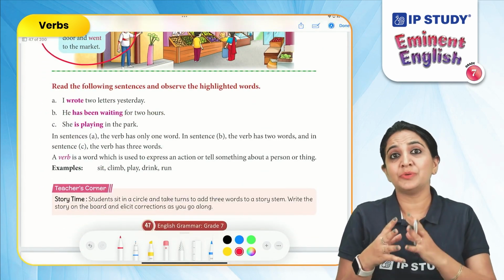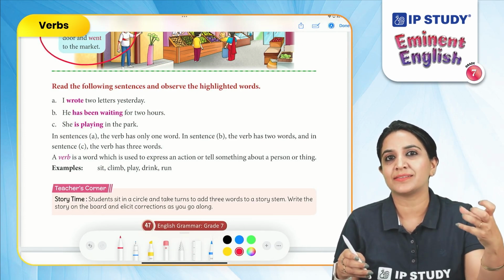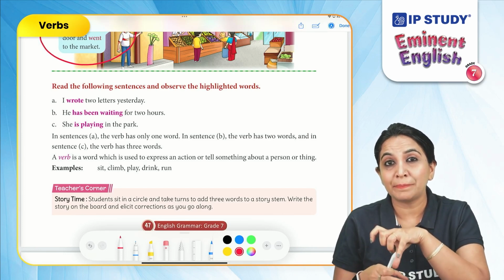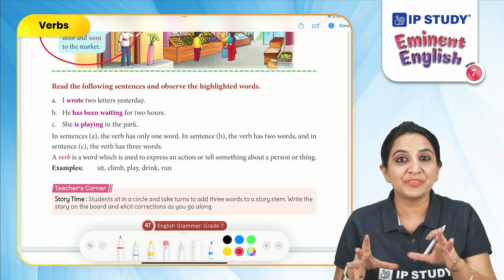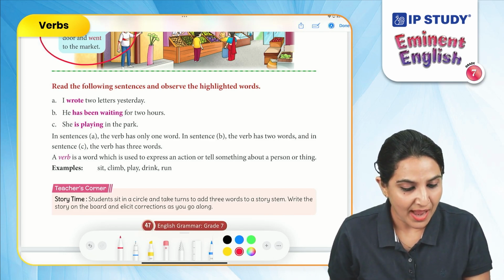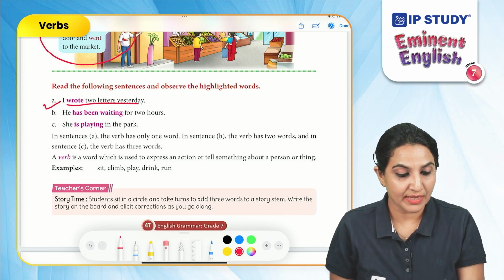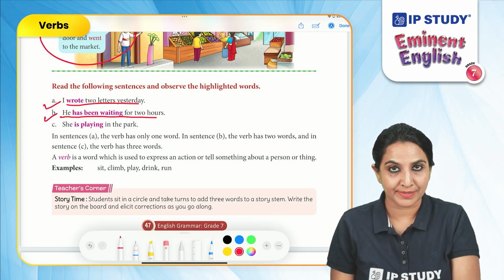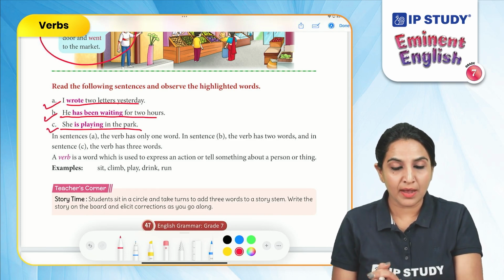As I told you, a verb is a word that expresses an action or tells us about something in a sentence. It helps us to complete the meaning of the sentence. Let's read some more examples before we go forward. I wrote 2 letters yesterday. He has been waiting for 2 hours. She is playing in the park.